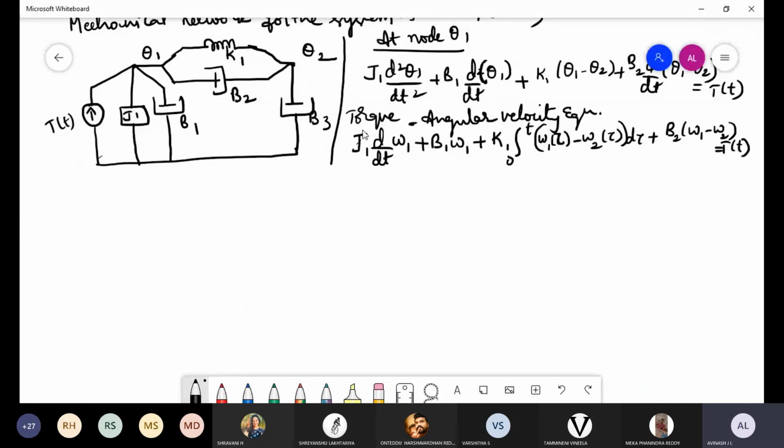Okay. Now, after writing the torque angular velocity equation, what is the next step we need to do? Next step is the torque voltage equation. Why? Because we are writing the torque voltage equation.